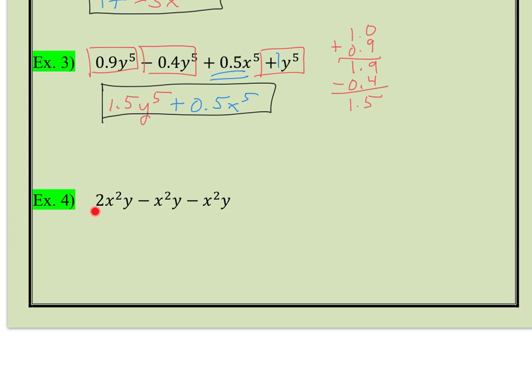So what is 2 minus 1? It's 1. Then 1 minus 1 is 0. So they all cancel each other out, and the final answer is 0. And yes, you do have to put 0. You can't just put nothing. Next page.